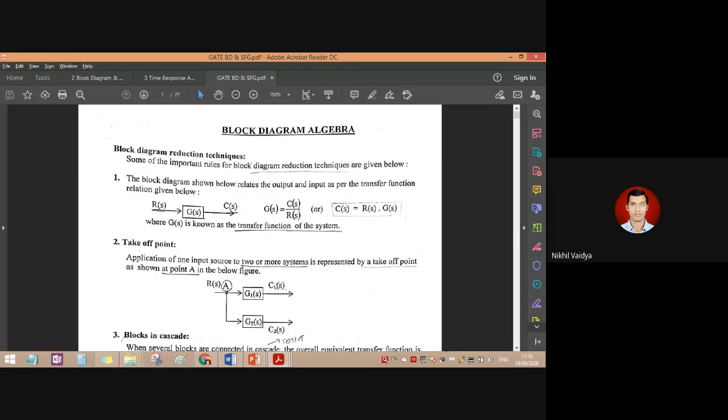So see, this block diagram and signal flow graph, these are the two topics which are used to represent a transfer function of the system. Now in the previous class, we have seen what is meant by transfer function of the system. Transfer function is equal to Laplace transform of output upon Laplace transform of input. That is called the transfer function. Now that transfer function can be represented in various ways, and these are the two ways which we study in today's class: block diagram and second will be signal flow graph.